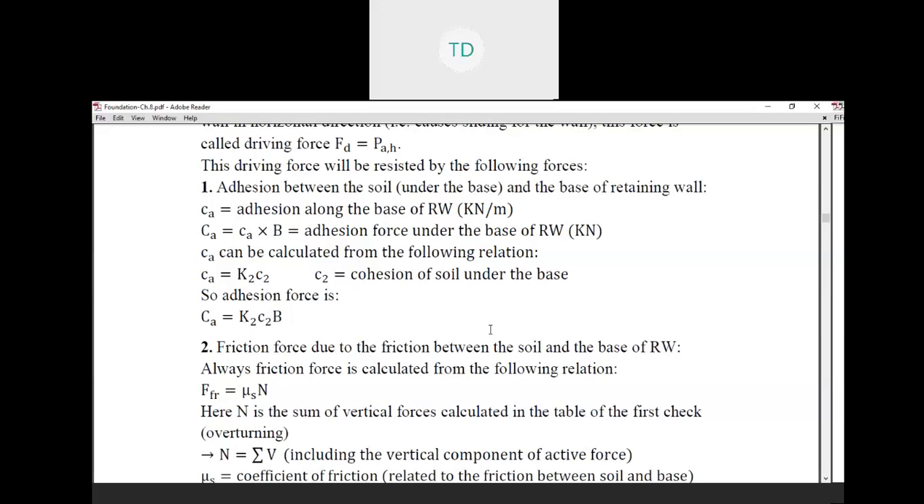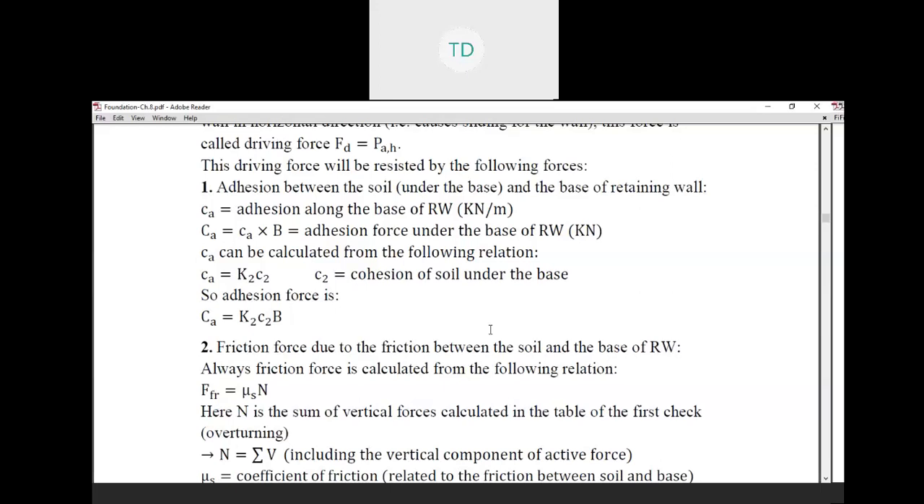Third is passive force PP, calculated using Rankine theory. So the total resisting force Fr can be calculated as per the following equation: Fr is equal to summation of V, as we show in the table, into tan K1 phi2 plus K2 C2 B plus passive pressure.